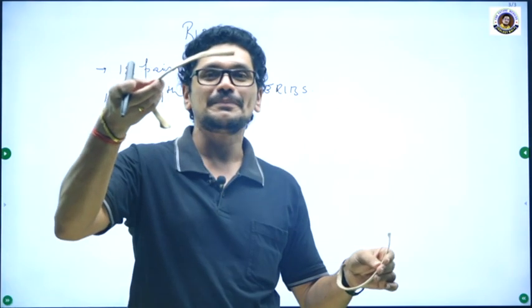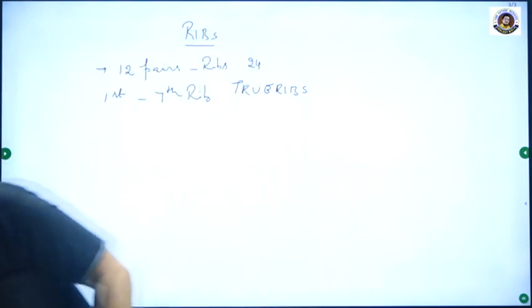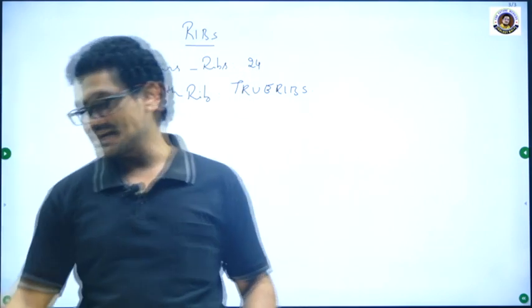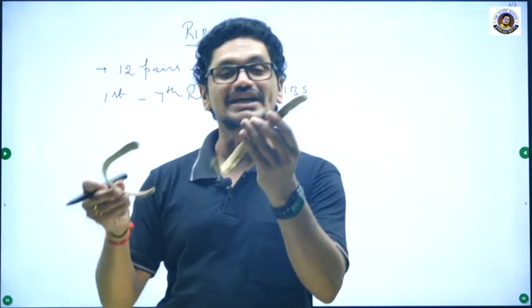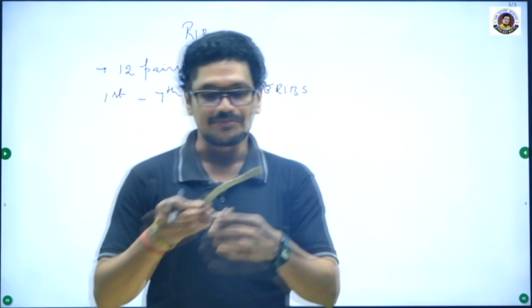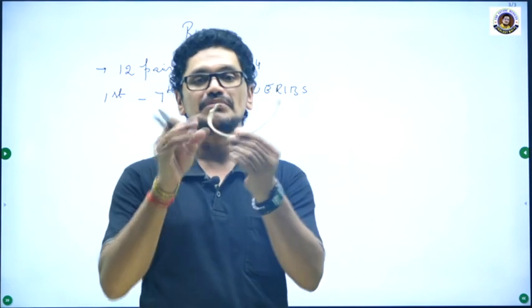So, this is another rib. Very good. Like that, a number of ribs are there. See, this is another rib. A number of ribs are waiting for you. So, these are all the ribs. And let me take one rib and show you this rib. So, this is the rib.